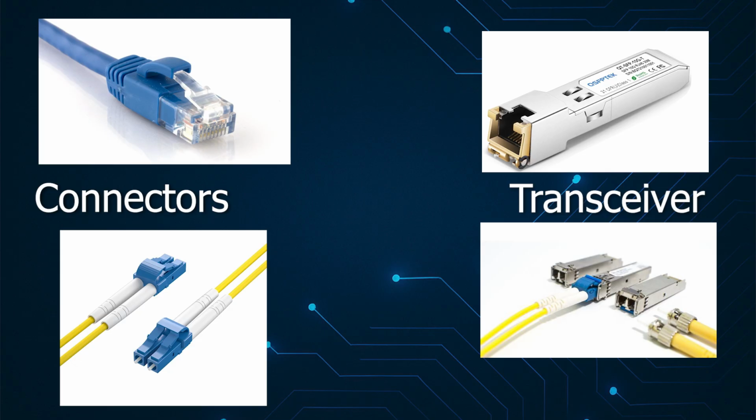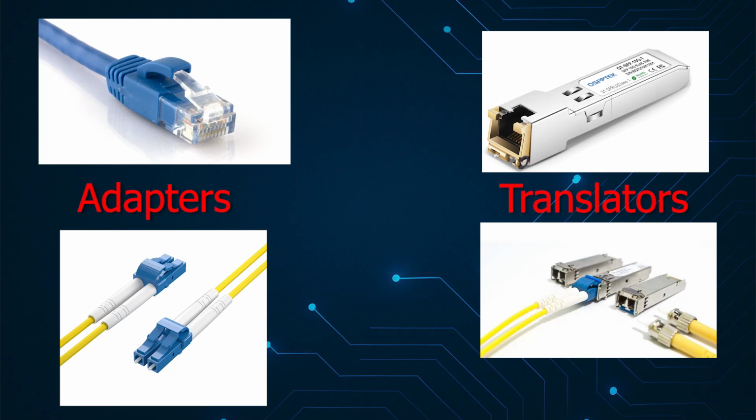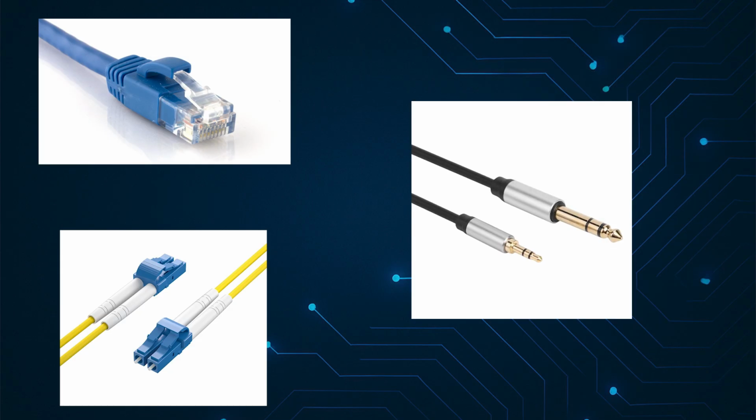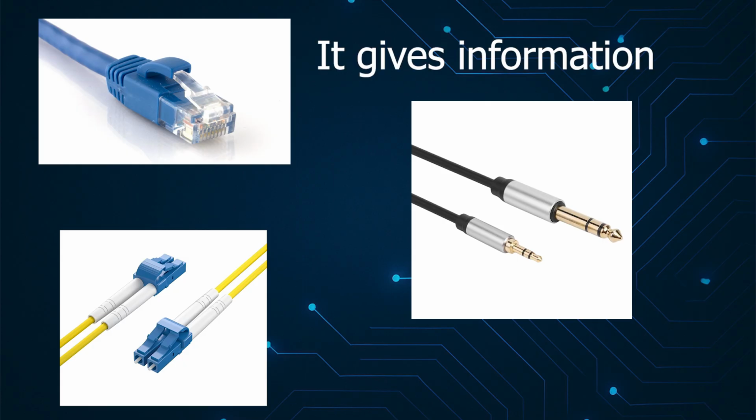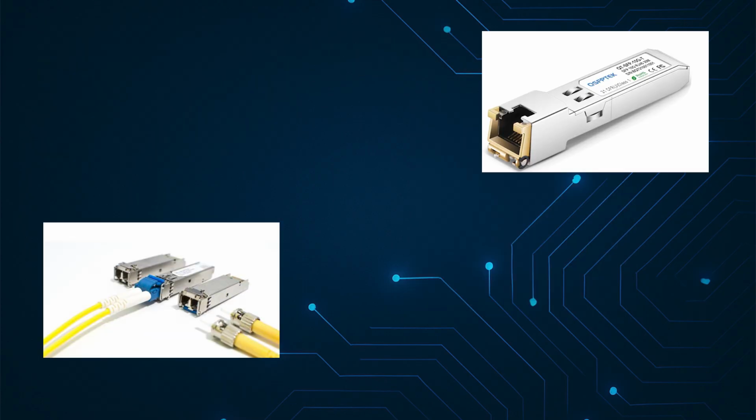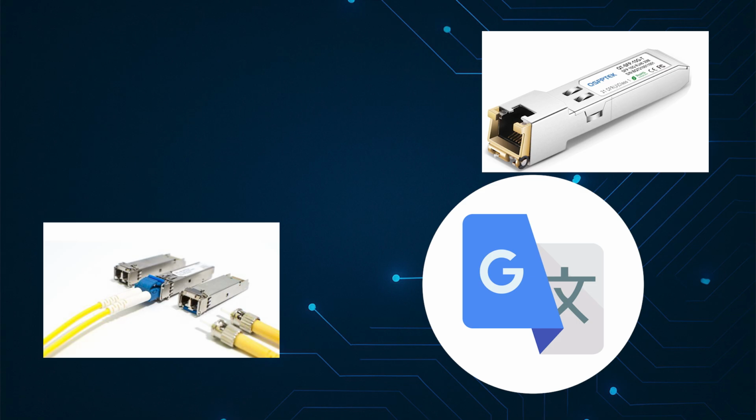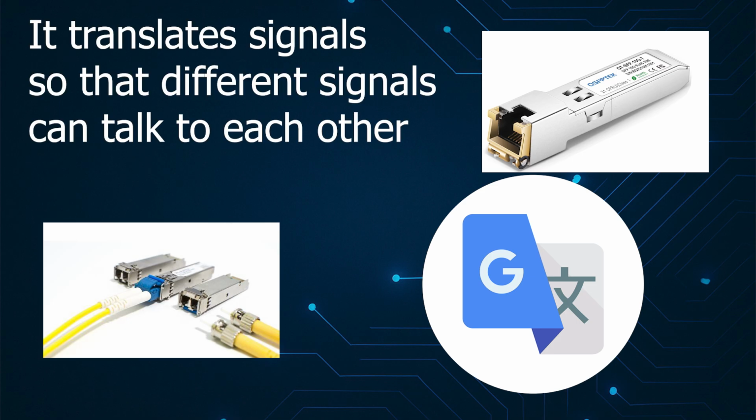Okay, so let's think of it like this. Connectors and transceivers are like adapters and translators for a conversation. The connector is like a headphone jack. It lets you plug in, it physically links you. While the transceiver is the translator that converts what you're saying into a different language. This is what's turning the electrical signals into light or back again.